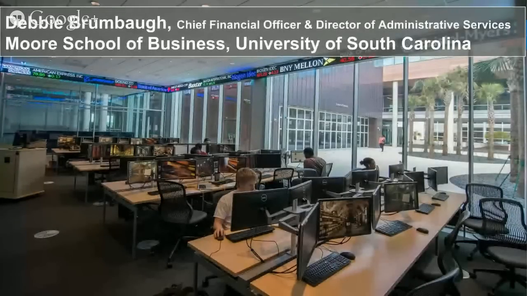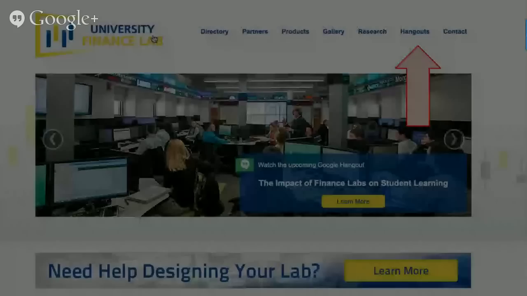Last but not least, we have Debbie Brumbaugh, the CFO and Director of Administration Services for the Moore School of Business at the University of South Carolina. They're one of the newer additions; their lab is less than a year old. Here you can see a ticker wrapping around the room, and it's two-sided, leveraging the fishbowl of glass so you get the atmosphere inside the lab, but from any direction outside you can see it too, and at night the whole place glows. She can share how that room came together.